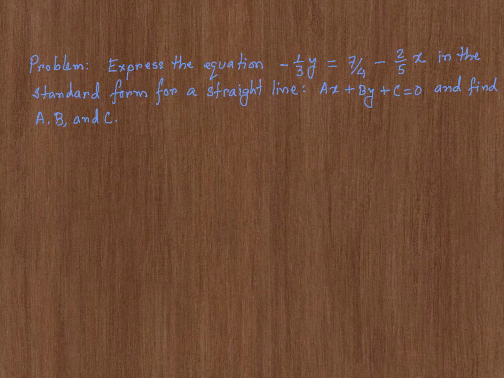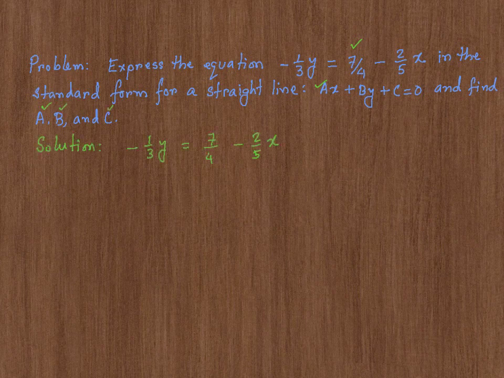In this video, we are going to take this given equation, negative 1/3 y is equal to 7/4 minus 2/5 x, and express it in the standard form for the equation of a straight line, which is ax plus by plus c is equal to 0, and then find the coefficients a, b, and c.